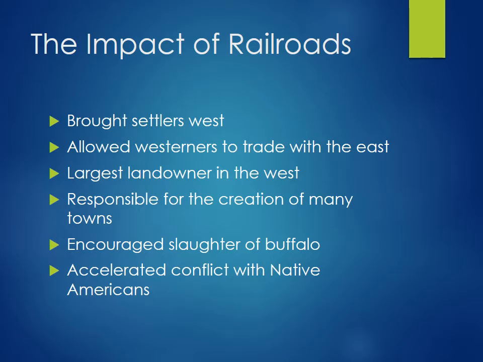On the negative side, it encouraged the slaughter of the buffalo. There were millions of wild buffalo roaming the central part of the country, but they got in the way of the railroad line, so much of the buffalo herds were slaughtered, which accelerated the conflict with the Native Americans because they used the buffalo to survive. The buffalo, in many places, was their main source of food, and with the buffalo herds going down, it affected the way of life of the Native Americans. And as I said, we'll be reading about the problems that came about because of that.